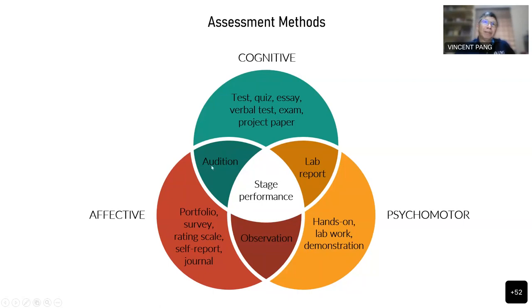And one example of overlapping is audition. If your work involves audition, it will involve cognitive domain, because people need to know content in audition, and also they have to show values in audition. So audition is one example involving cognitive and affective domain. Observation is one example involving affective and psychomotor domain. And you can also have something involving all the three domains. Example, stage performance involving cognitive, affective, and psychomotor.